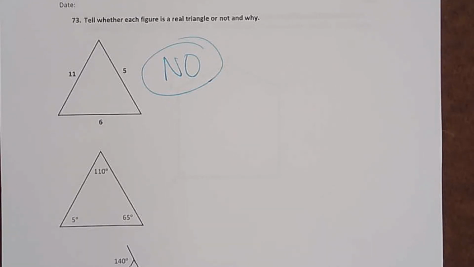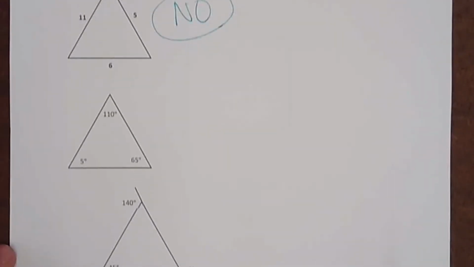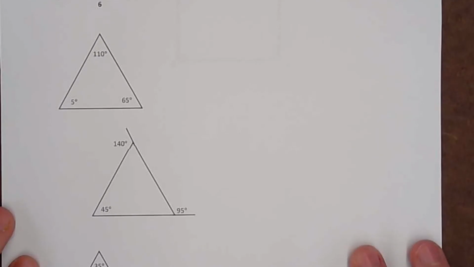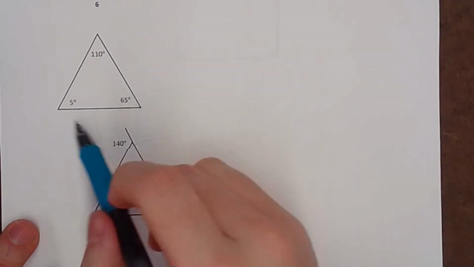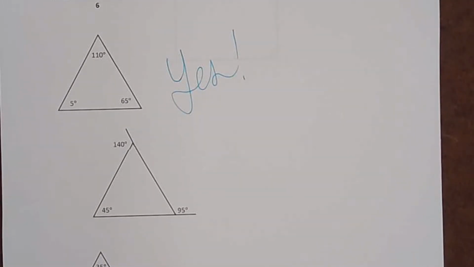Gabe, are you with us? Still looking? Yeah, I know this one. Okay, cool. I just want to make sure I don't go faster than you can flip your pages. The next one, yes or no? 65 plus 5 is 70. 70 plus 110 is 180, so yes. Interior angles have to equal 180.